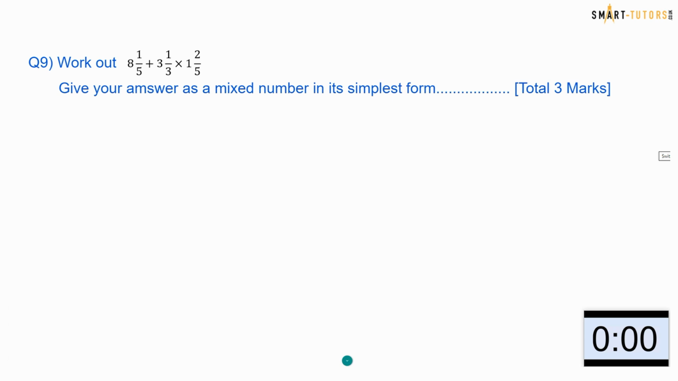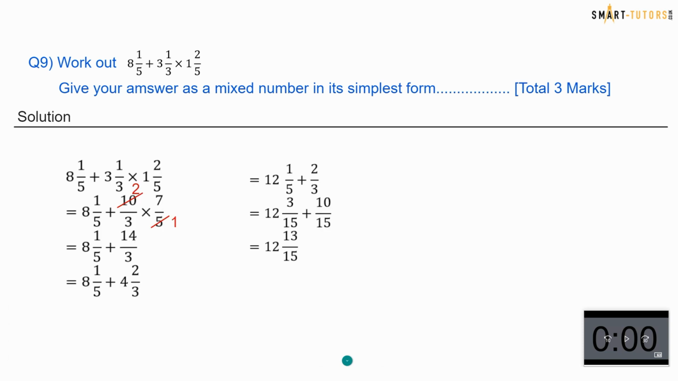That is the end of the time allocation for question number 9. Let's look at the answer and the solution. The answer for the question is 12 13/15. You have to use the BODMAS rule. Before you add the fractions, you have to do the multiplication. So first multiply; before you multiply, you need to change them to improper fractions.